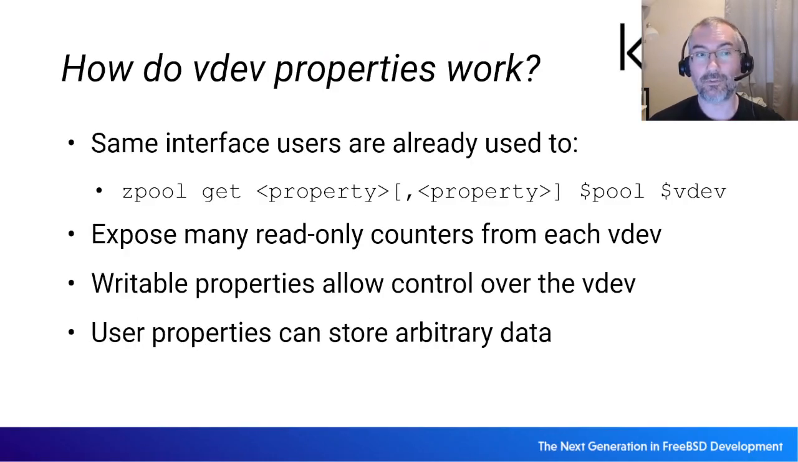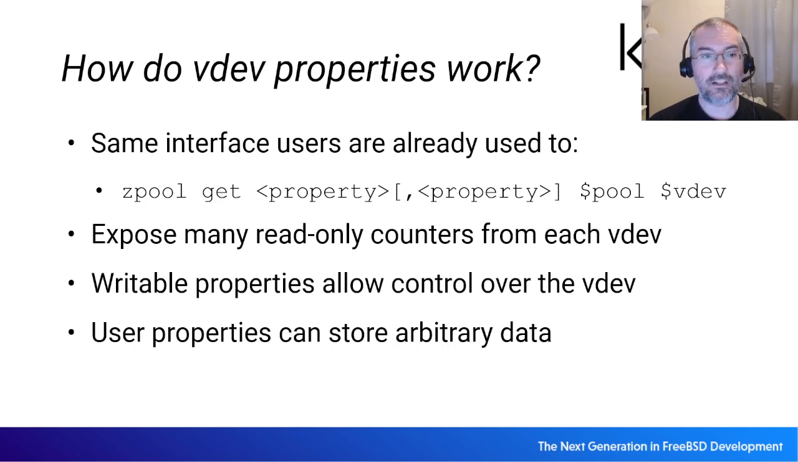So how do vdev properties work? We use basically exactly the same interface as a pool property, except after the name of the pool, you specify the name of the disk that belongs to that pool, and then you can get and set properties just like you would on the pool. There's a keyword you can use, all-vdevs, so that you can get a certain property or all the properties from all the vdevs. So that would be like zpool get some-property pool-name all-vdevs, and it will get that property from all the vdevs instead of just one.